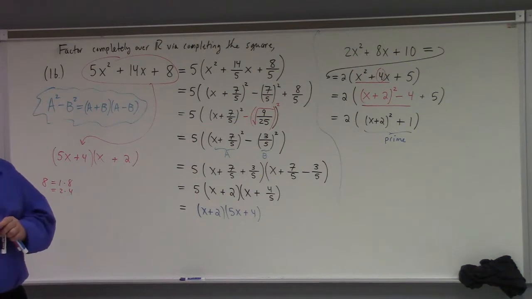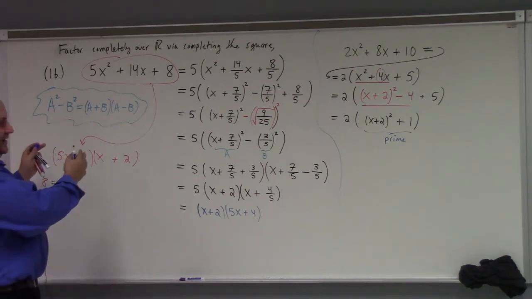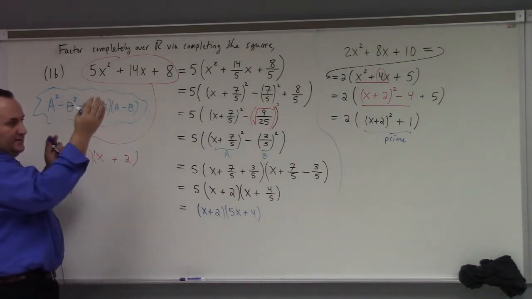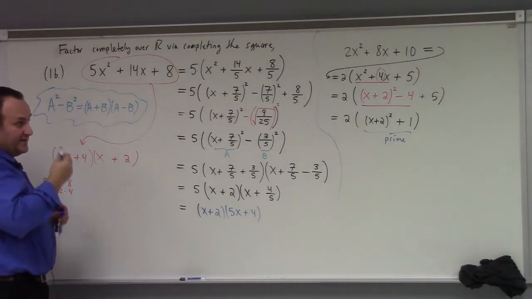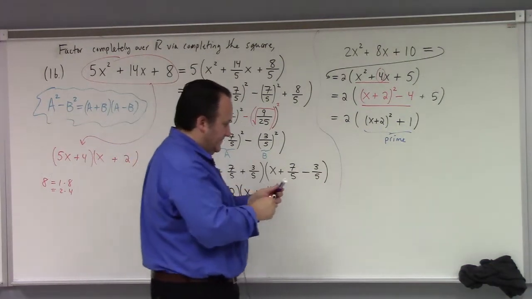So there are 3 things that can happen when completing the square. You can get a negative number, right? You can get a positive number. So that means it's prime, right? You need complex numbers to factor it. What's the other thing that could happen?